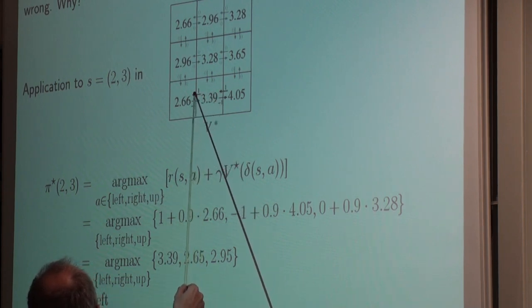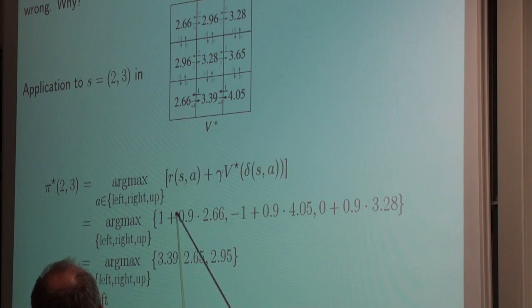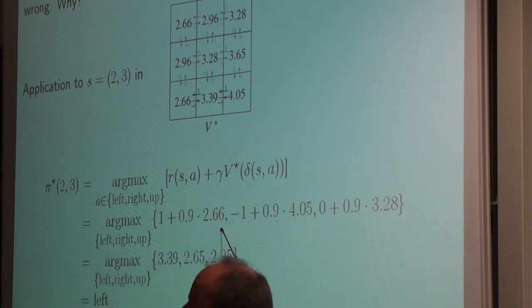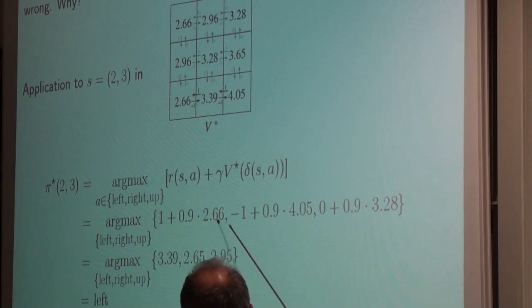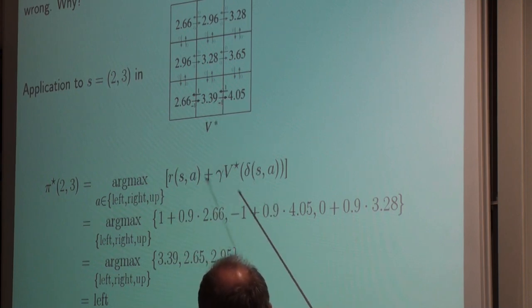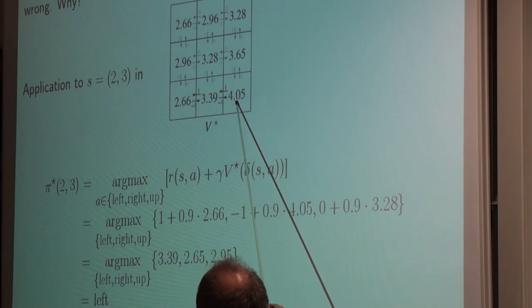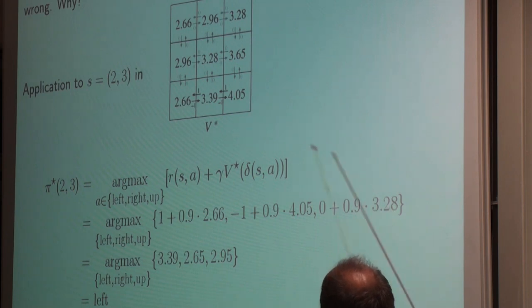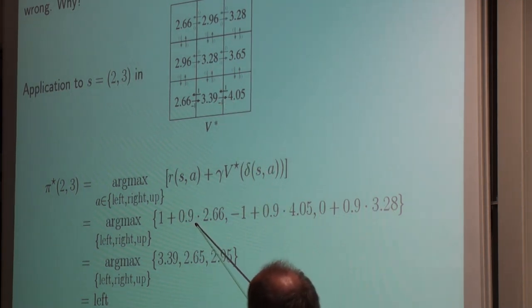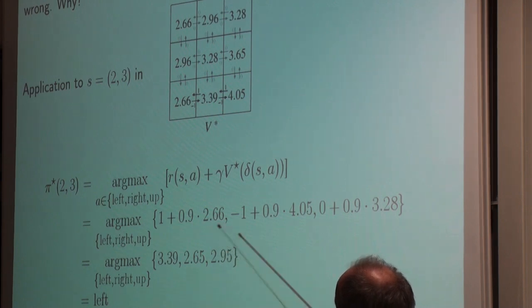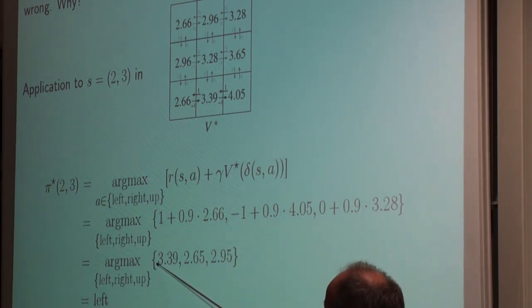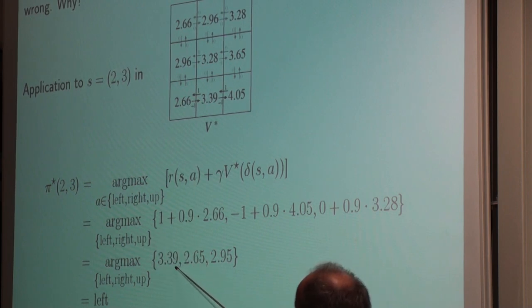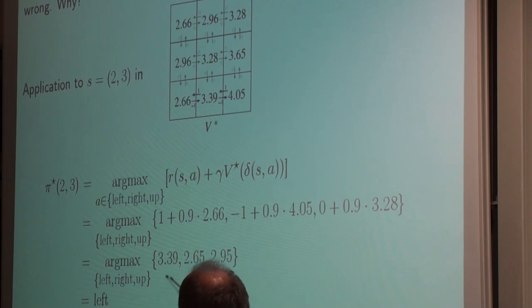So I have a plus 1 plus 0.9 times 2.66. That's for the left move. Then for the right move, I have the minus 1 plus 0.9 times 4.05. And for the up move, we have the 0 plus 0.9 times 3.28. And now we take the maximum out of these values, which are these. And you see, this is the first one. This is for the left move. And therefore, the argmax among these, left, right, up, is left.